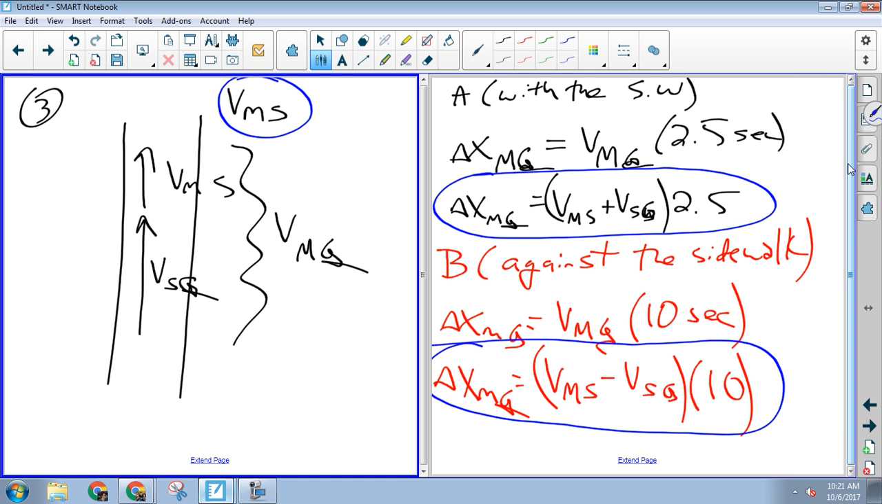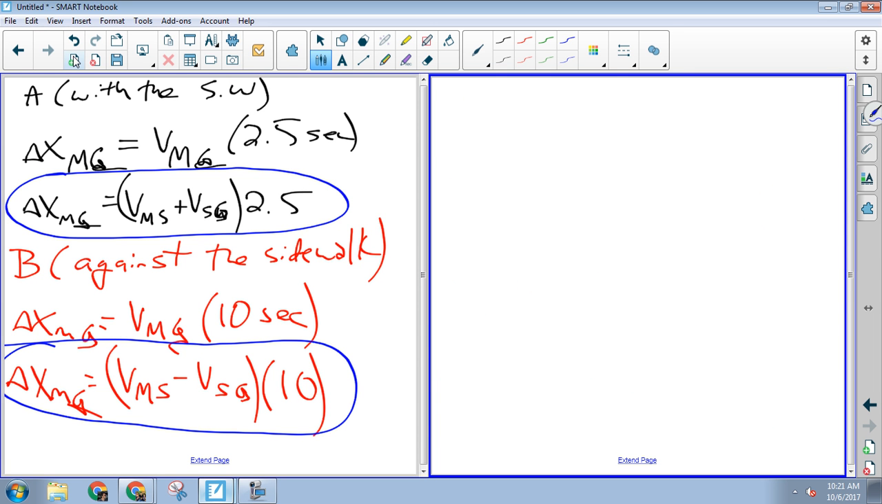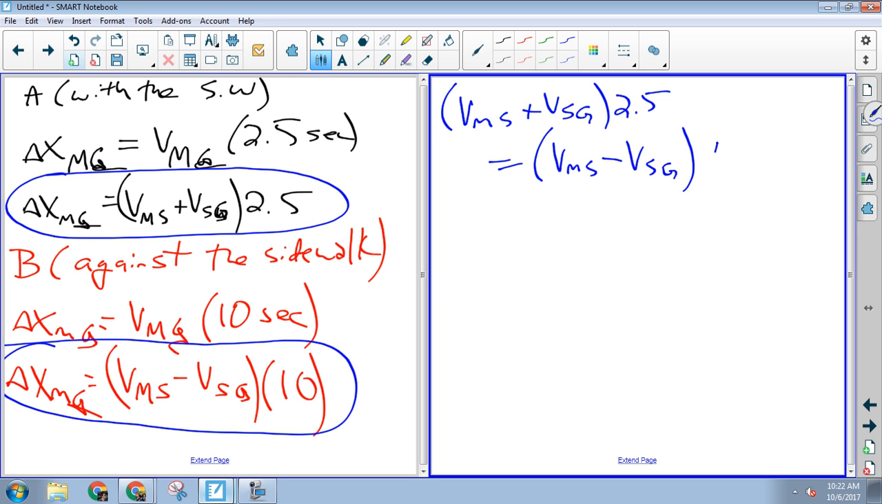Everybody good? All right. So now let's solve this mess. So I've got VMS plus VSG times 2.5 equals VMS minus VSG times 10. What am I looking for? What does the question want to know? The ratio of the man's running speed to the sidewalk's moving speed. That's what I'm looking for, right? So how should I solve this thing? Anybody have any ideas?